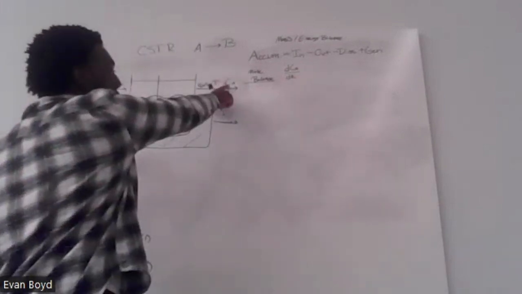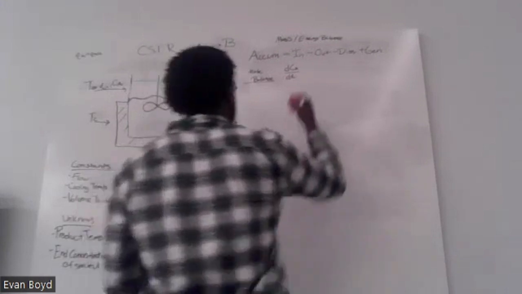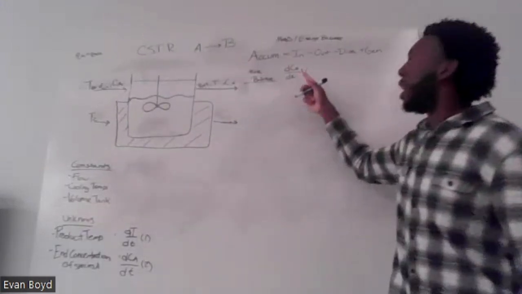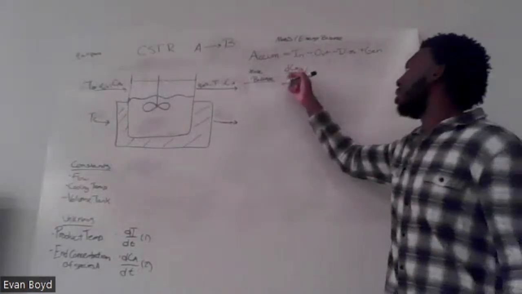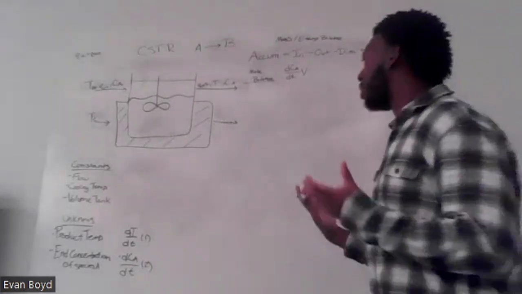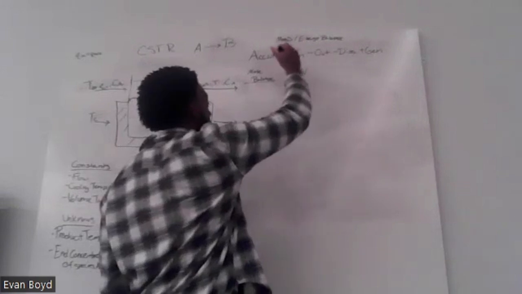So again, our final product here. And then we will represent this also by volume. So we have how much concentration we have left of species A and how much volume of the species A is left. Okay. So that's our accumulation term.